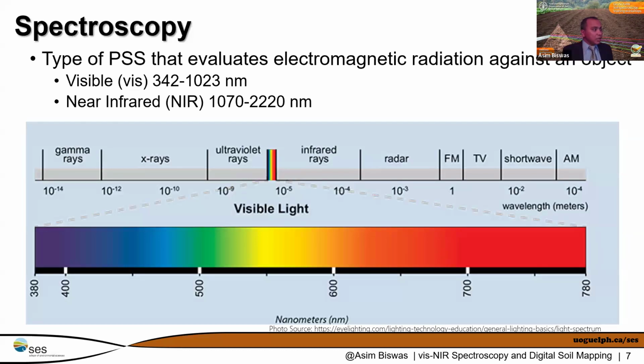So spectroscopy is a type of proximal soil sensing technique that evaluates electromagnetic radiation against an object. So what we do, we look at the light. In the visible light range, if you see an apple as red, why is that? Because when all the light rays go onto that apple, except red, everything else is absorbed and red comes back. So you can see that red.